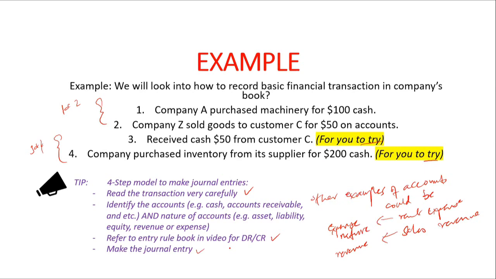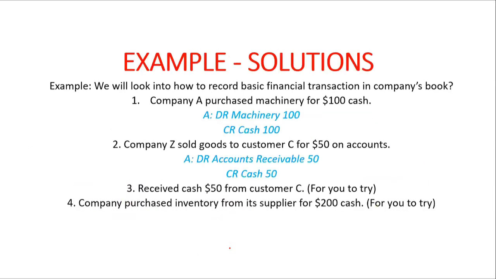So let's look at the first transaction now. Company A purchased machinery for $100 cash. There are two accounts involved here. The first account is machinery, and the second account is cash. Both of the accounts have a nature of asset. Machinery is an asset nature account. Cash is an asset nature account.